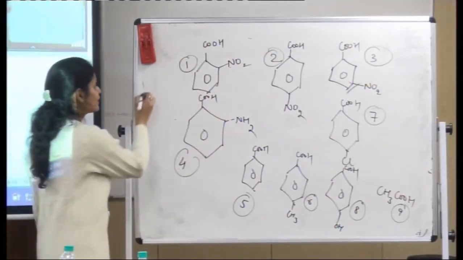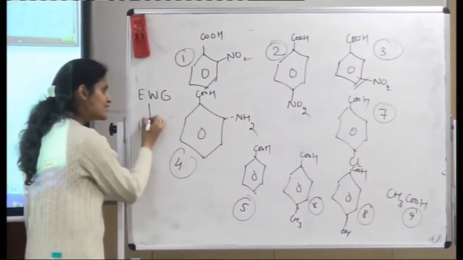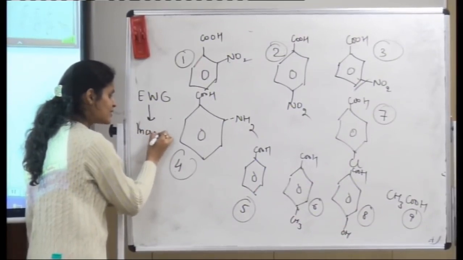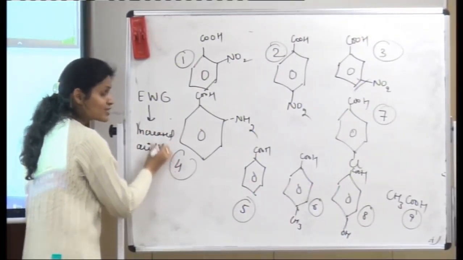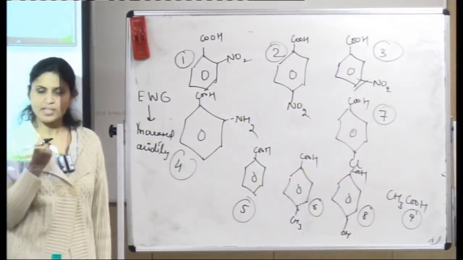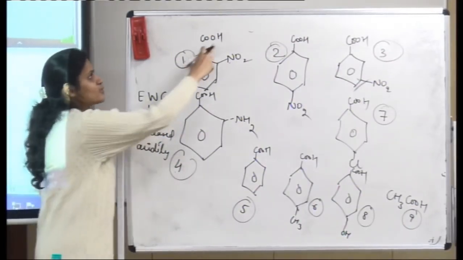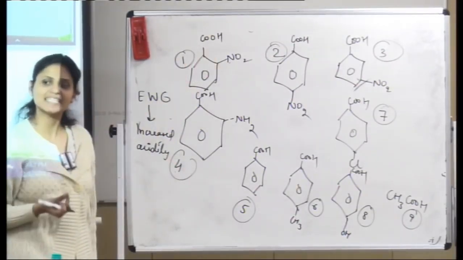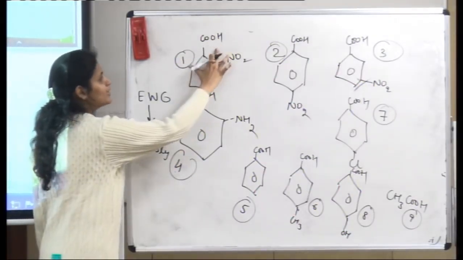So it's a thumb rule. Always remember that electron withdrawing groups always result in increased acidity. Why? Because an electron withdrawing group will pull the electron density towards itself, which will make this bond weaker, and hence the dissociation of H plus would be easier, right? Suppose I am talking about this group.